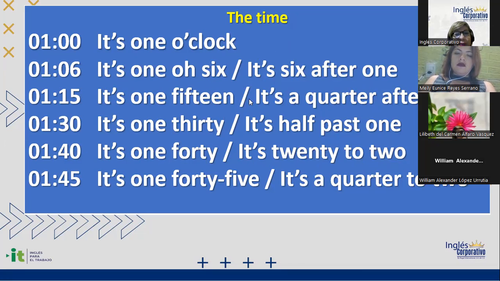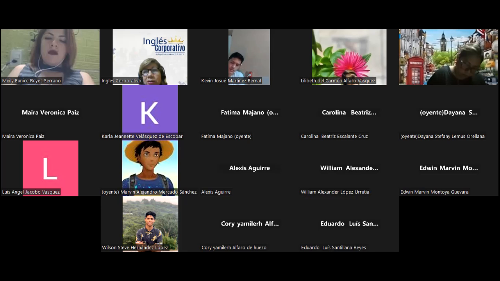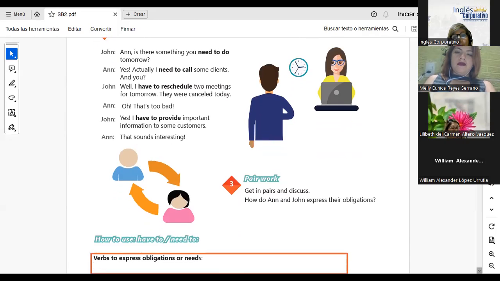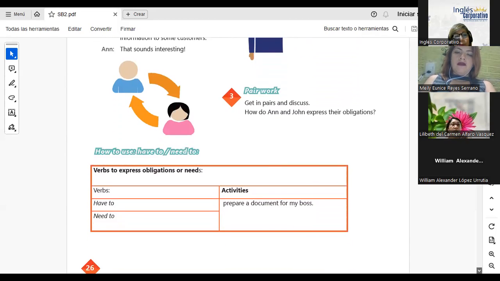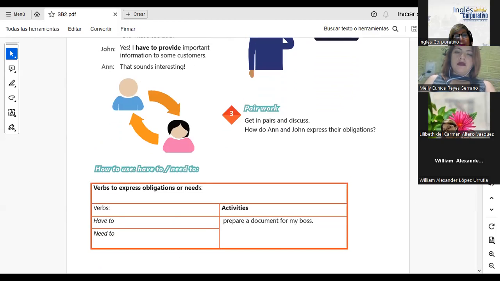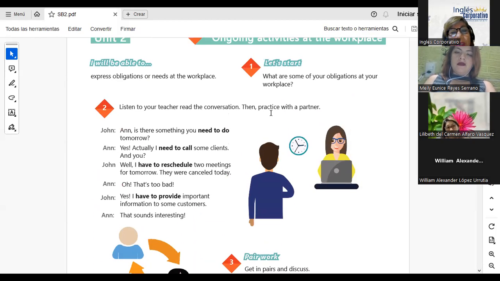Okay, in the practice, we are going to practice this, not in this moment, because we are going to practice with conversations. So, let's go now to the manual, guys. In the manual, we have, beginning with the conversation, page number 26. Page number 26. Okay, look at this conversation.